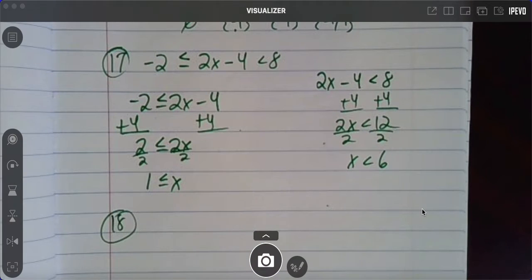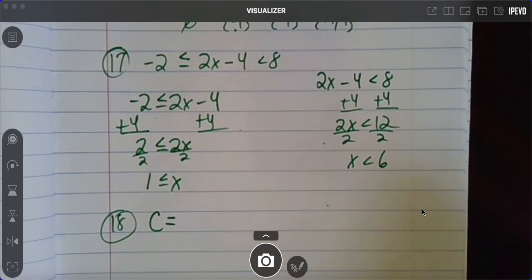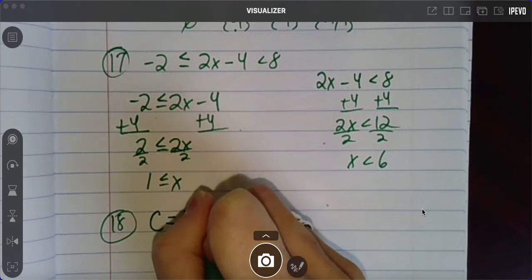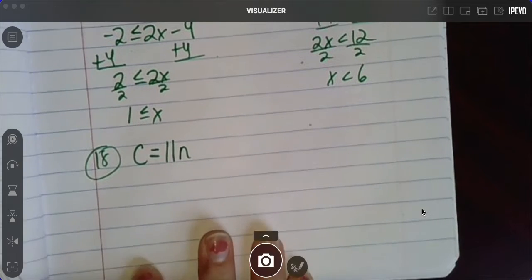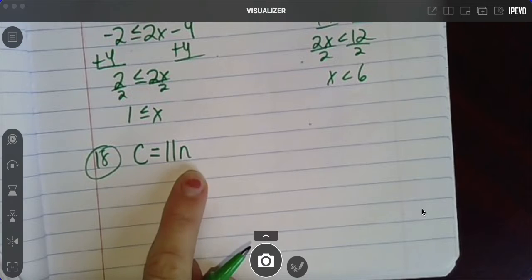All right, number 18. A movie store sells DVDs for $11 each. So how would you write the cost? The cost is what? $11 each. What letter did they use? N. Because if it was 1 DVD, how much would it cost? $11, 11 times 1. If there were 2 DVDs, how much would it cost? So you're multiplying. Does everybody see that? 11 times 2, and so on. So it's the cost is 11 times N.